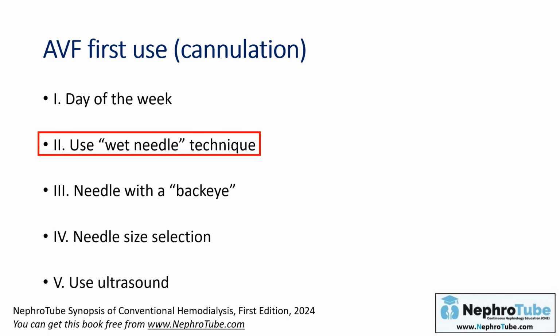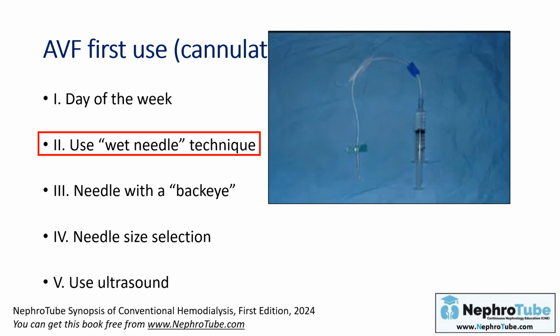The second point that should be considered in first cannulation of the fistula is the use of the wet needle technique. In the wet needle technique, we have to attach a 10 ml syringe to the needle and fill this syringe with 8 ml of normal saline solution and prime the needle with the saline.